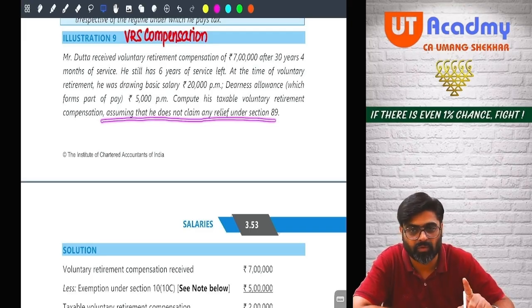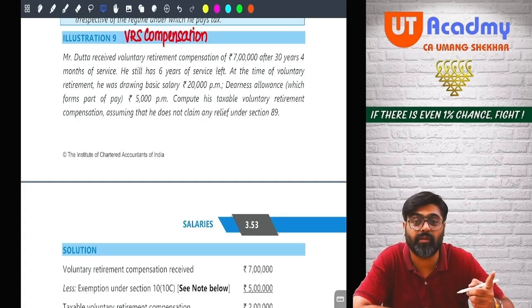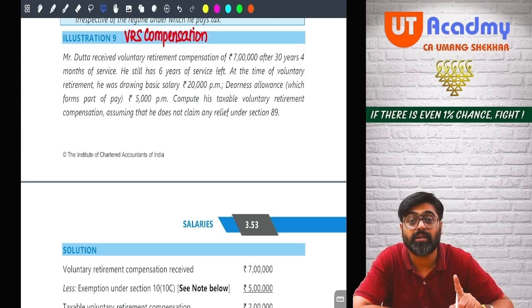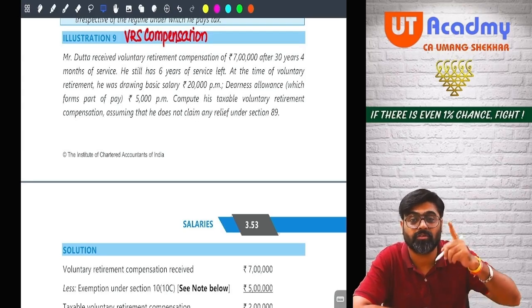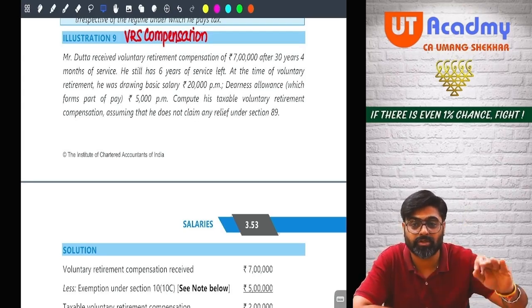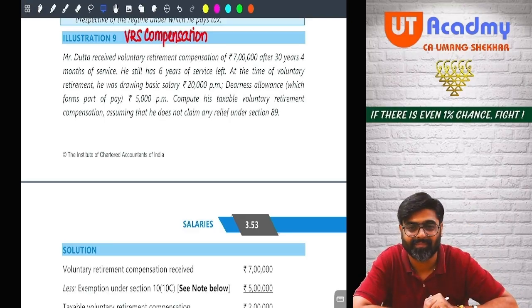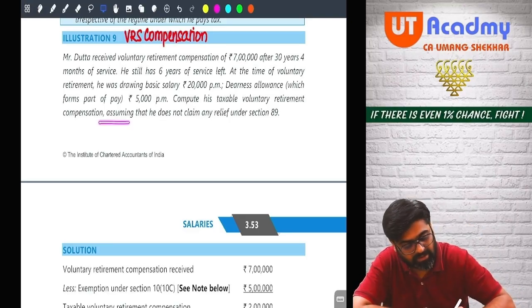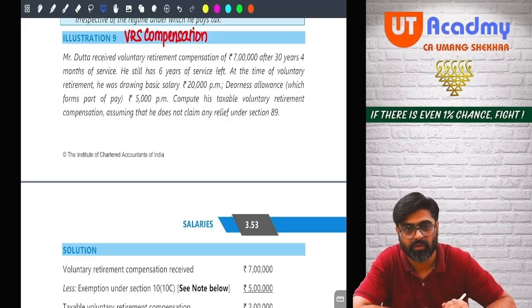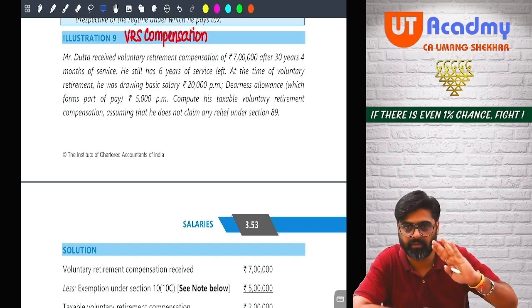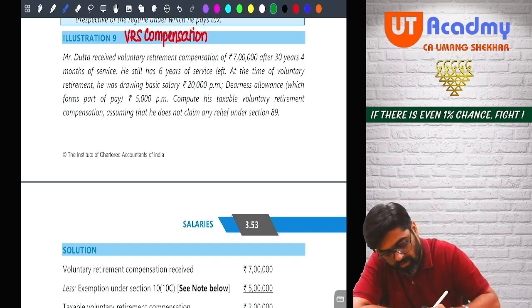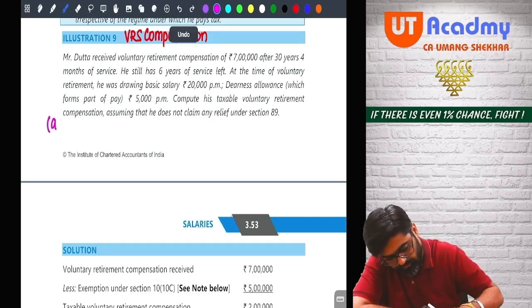If they would have told you that he is claiming relief under section 89, then your answer would be that taxable VRS compensation is 7 lakhs. No exemption available. But is he claiming relief under section 89? No. So can he claim the exemption now? Yes. How much? A, B, C, D, whichever is lower. Come on, tell me. What is A? A is actual amount, no?